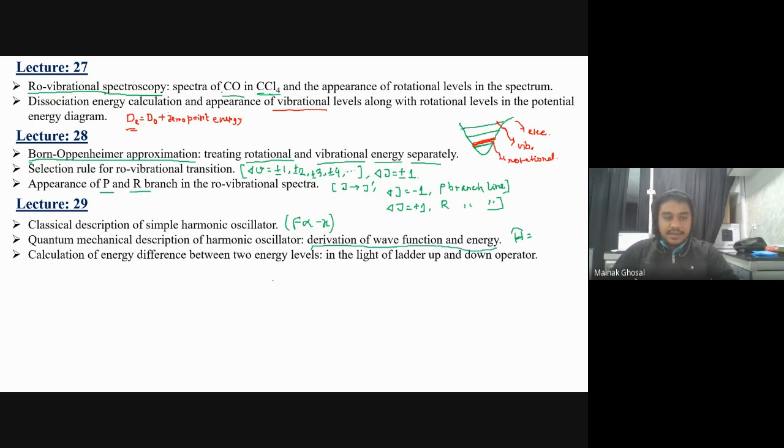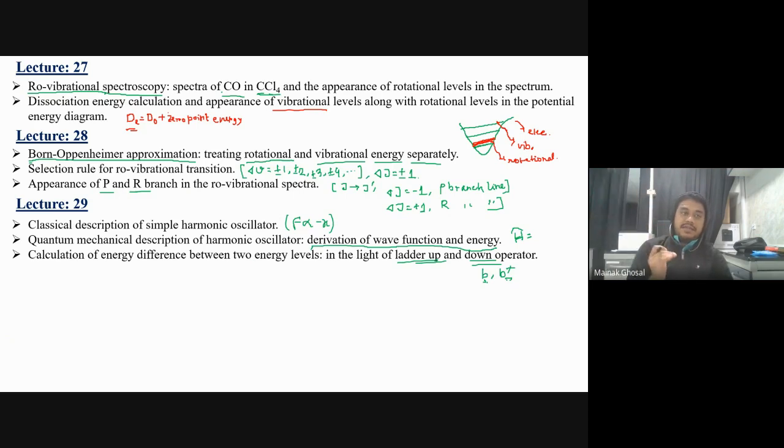Then there was a calculation of the energy difference between two energy levels in terms of two operators, which were discussed here: the B operator and the B dagger operator. Which are these operators? This is the ladder down operator, and this is the ladder up operator. Now, this ladder up and ladder down operator will increase or decrease your energy by 1 unit.